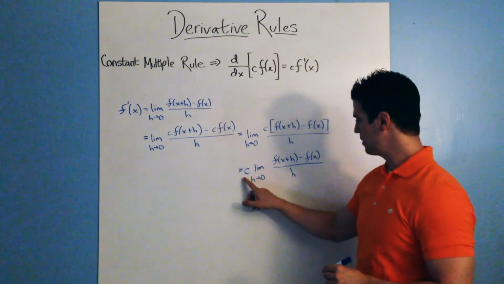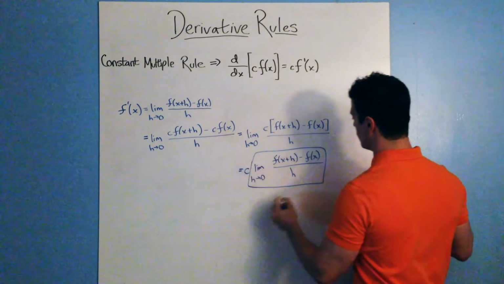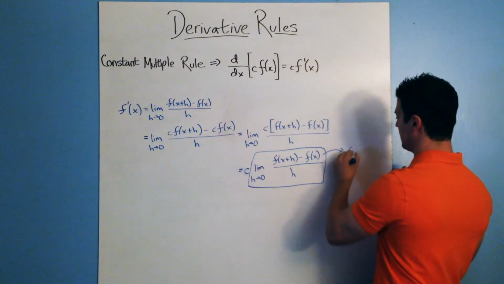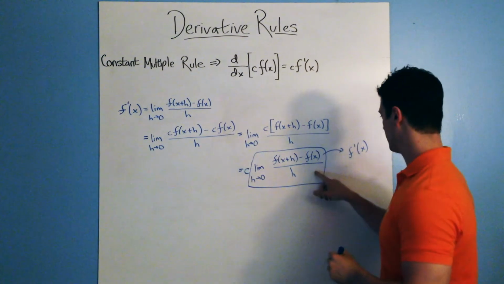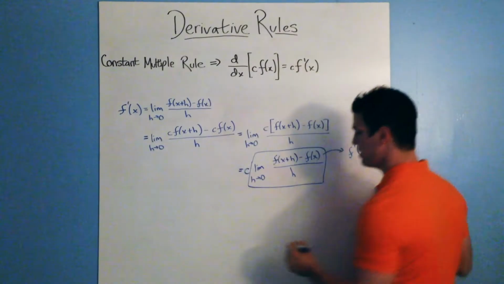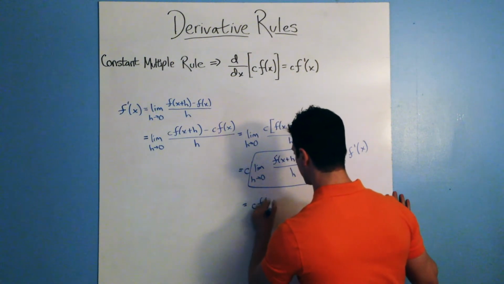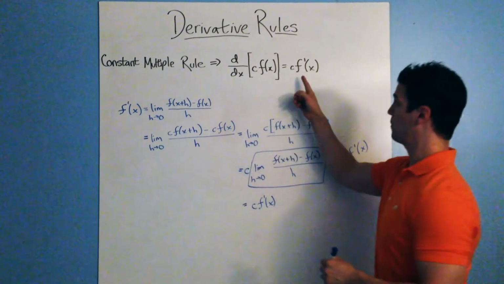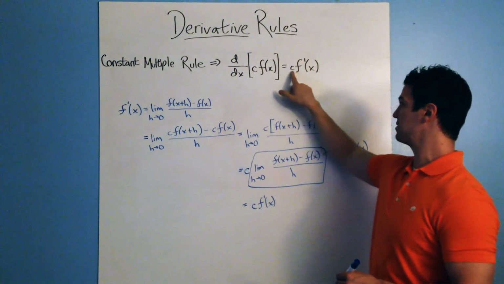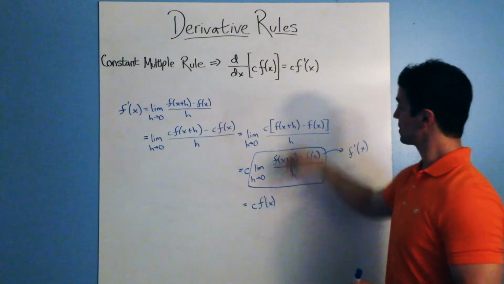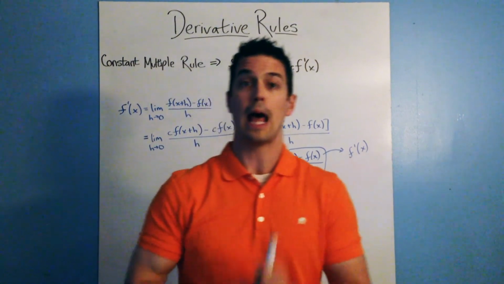Okay, what you end up with here is c times this whole thing right here, which is basically f prime of x. This is equal to the derivative of a function, f prime of x. So you end up with c times f prime of x, which proves what I have up here. The derivative of a constant times a function is equal to the constant times the derivative. So the constant is just pulled out. So that's the constant multiple rule. If you have any questions on this, let me know.